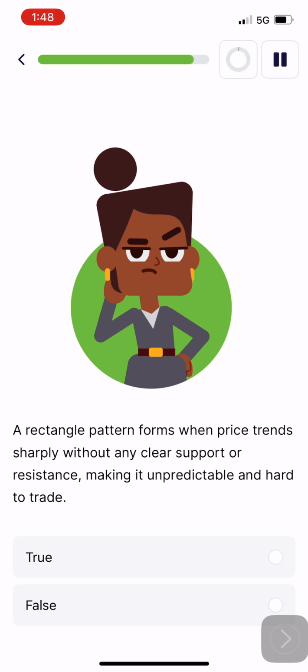A rectangle pattern forms when price trends sharply without any clear support or resistance, making it unpredictable and hard to trade.